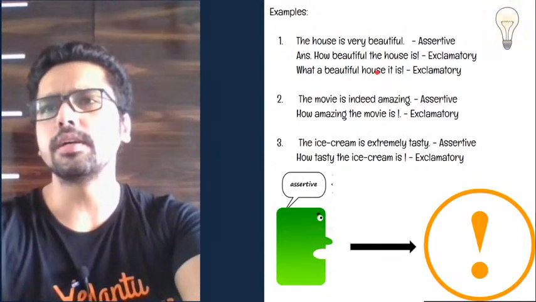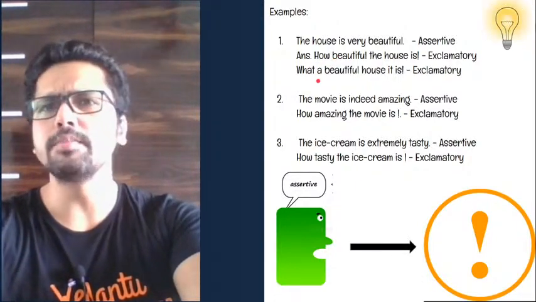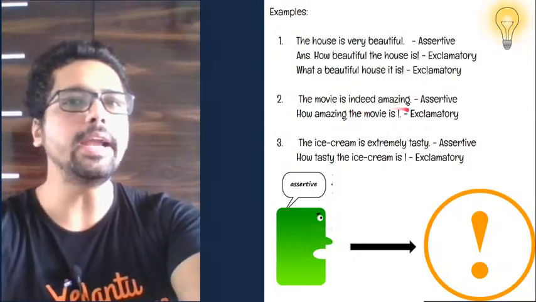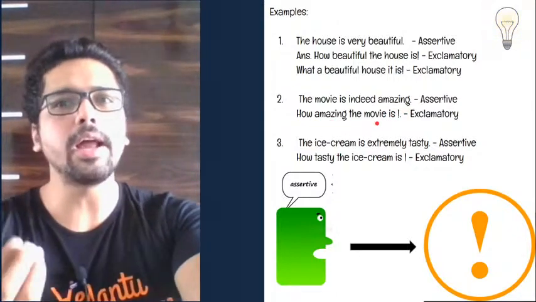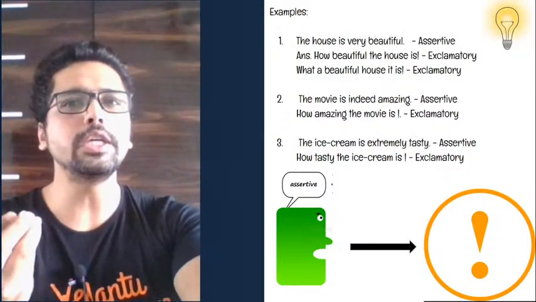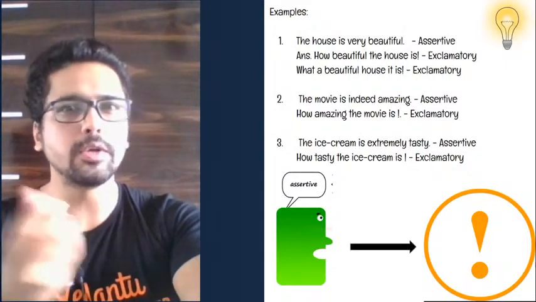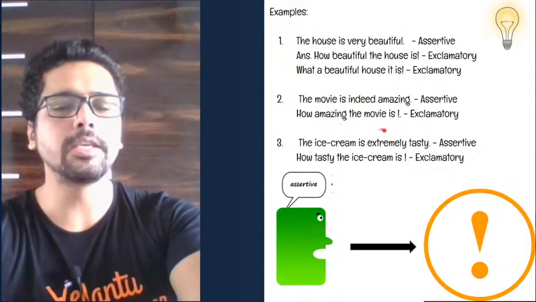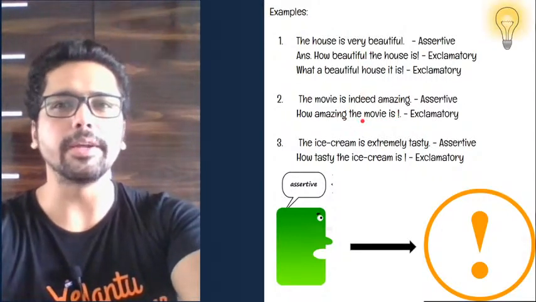In some sentences, you will have to start with either how or what. In some sentences, both answers are equally correct. Okay, for example, look at the second one. The movie is indeed amazing. So you will say how amazing the movie is. It is okay to say what an amazing movie it is, but since we are talking about the movie being amazing as an adjective, it is better to say how amazing the movie is. So both are equally correct here.